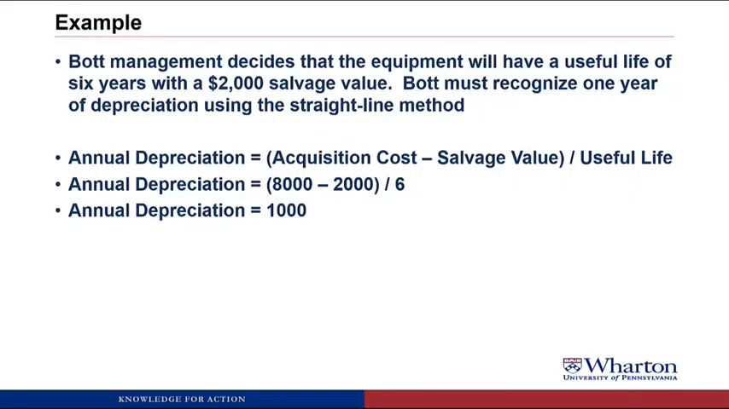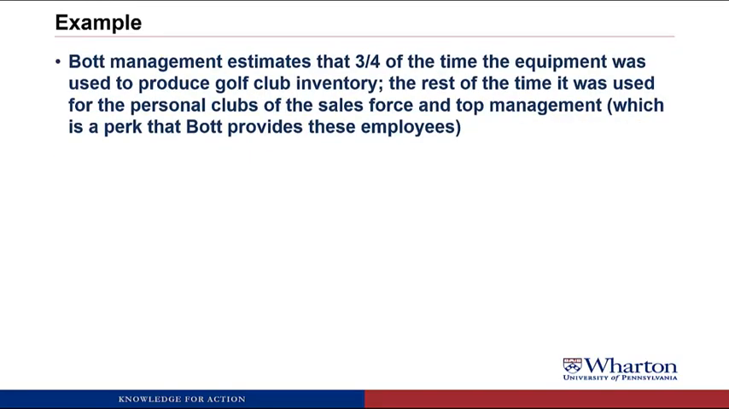Now that we've calculated the amount of depreciation for 1 year, we have to do the journal entry, and there's going to be a little wrinkle here. So Bot Management estimates that 3/4 of the time, the equipment was used to produce golf club inventory. The rest of the time, it was used for the personal golf clubs of the sales force and the top management, which is a perk that Bot provides these employees. So this one's a little tricky. I'm going to go ahead and put up the pause sign, and if you want to challenge, go ahead and try to figure out the journal entry.